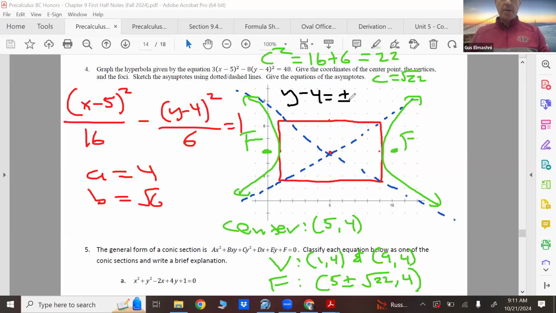Let's say I'm going up root 6 over 4. I think that's my asymptote. Is that right? I think that's right. Let me know if I made a mistake. We're good? We agree? Cool. A little funky with the root 6 part, but sorry, go ahead.